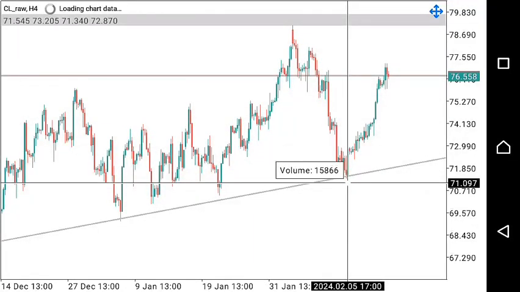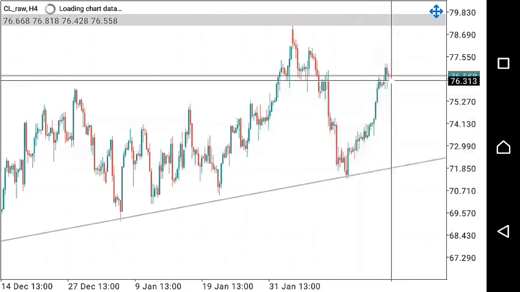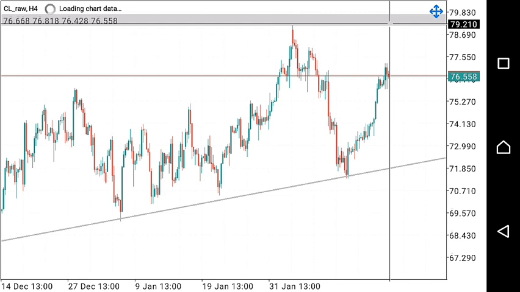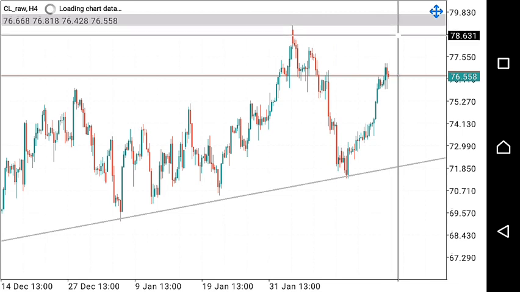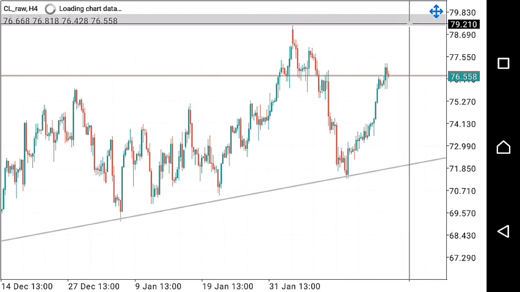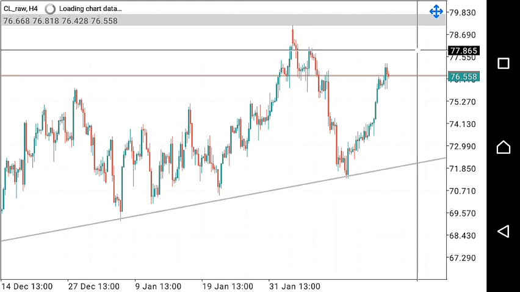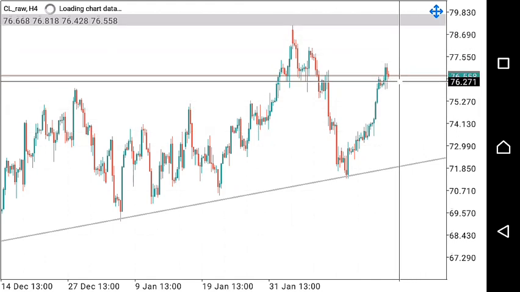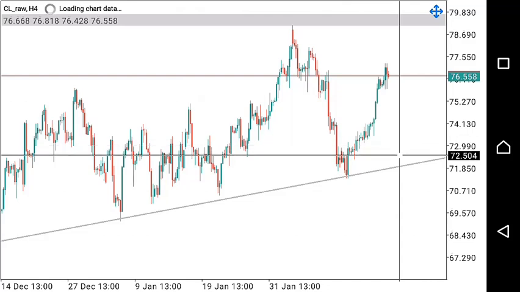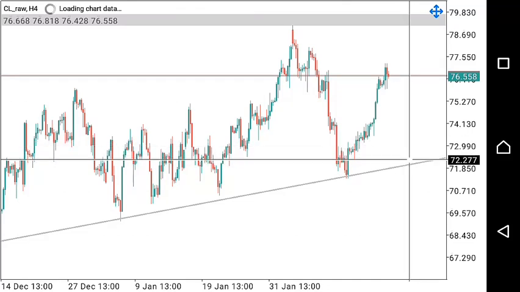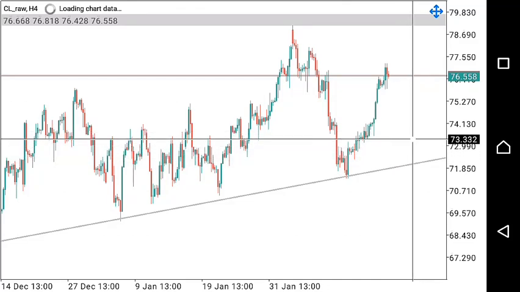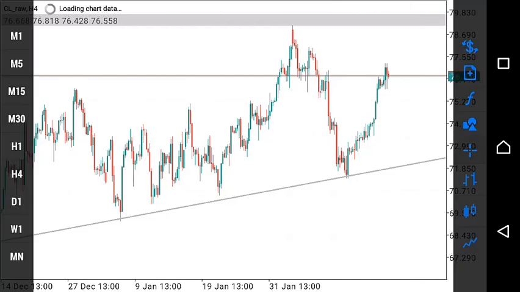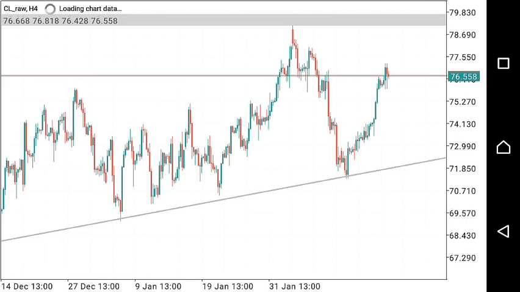Okay, so what I'll advise is just wait. If you can wait, if price gets to this resistance right here and you see some rejection along this resistance, you can take a sell to the downside. Or if price doesn't get here and you see price come back to the trend line, you see some rejection and some nice confirmation on the trend line, you can take a buy. Okay, so there's nothing much to analyze on crude oil.